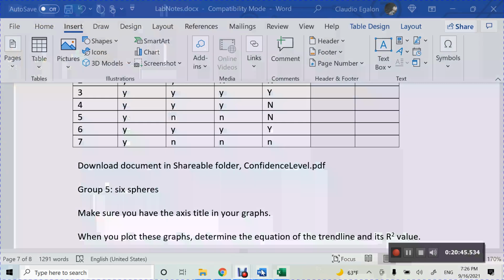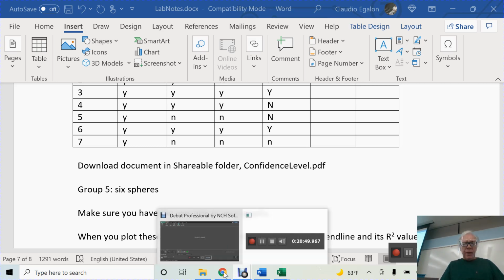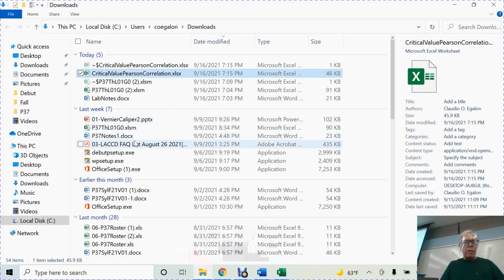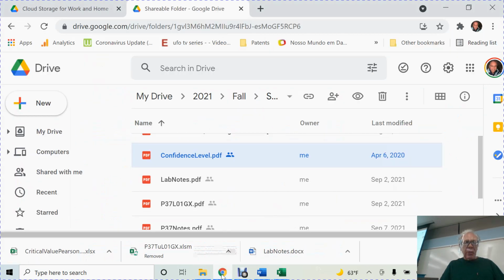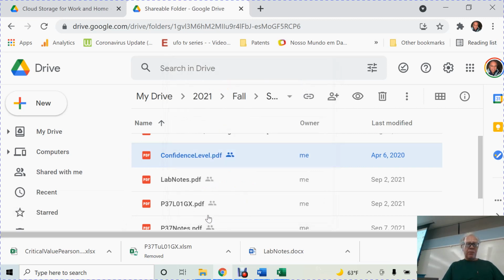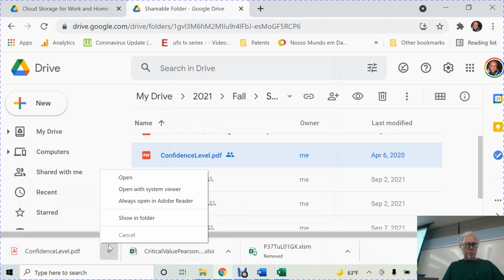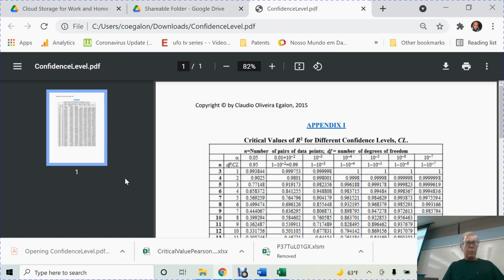We're going to start talking about something we didn't talk about before, and it is related to that file that you downloaded. Make sure you have the confidence level file downloaded. Here you go, on the shareable folder. This one right in here. Okay, I'm going to download it myself, and then I'm going to open it. Okay, here you go. That's the file.